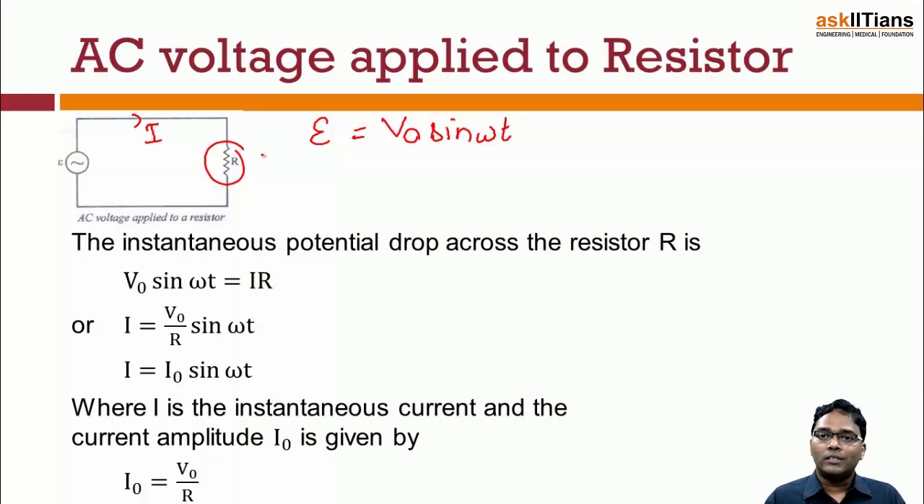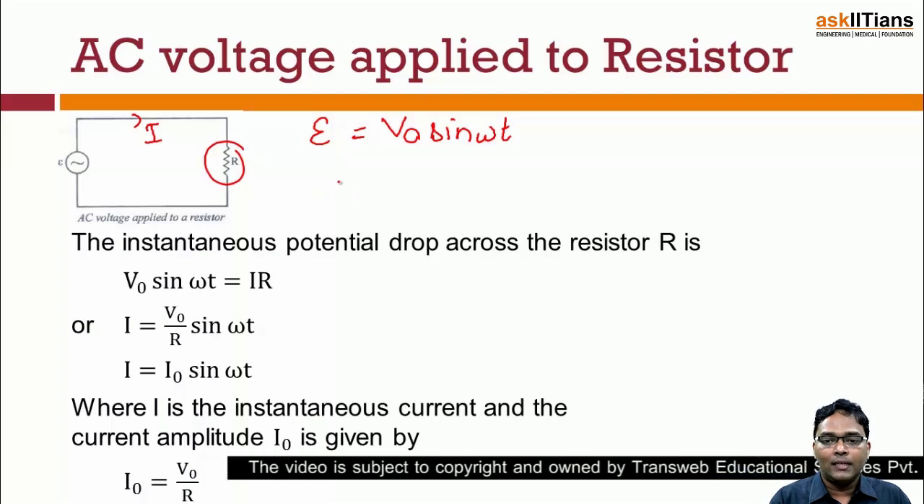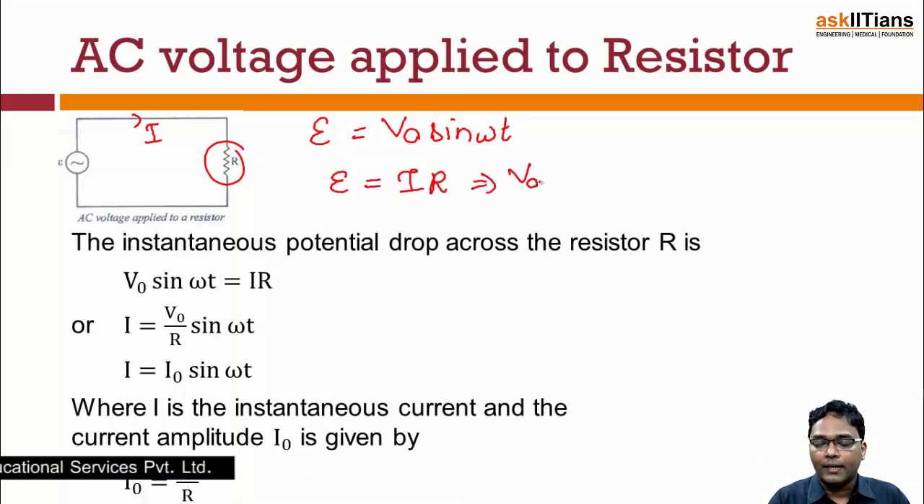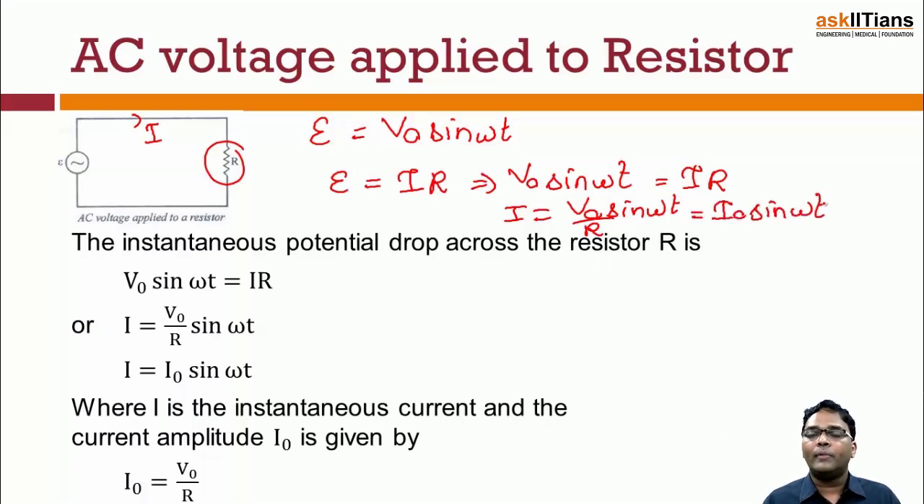If we use Ohm's law, the resistance follows Ohm's law, so V equals I into R. As a result, you will say E equals I into R. E is known to you as V naught sine omega t. So you'll get V naught sine omega t equals I into R. So from here, I becomes equal to V naught sine omega t divided by R, right? So V naught by R it is. As a result, this gives you I naught sine omega t. So I becomes equal to I naught sine omega t. I naught is nothing but the amplitude of the wave, and I is the instantaneous value of current.